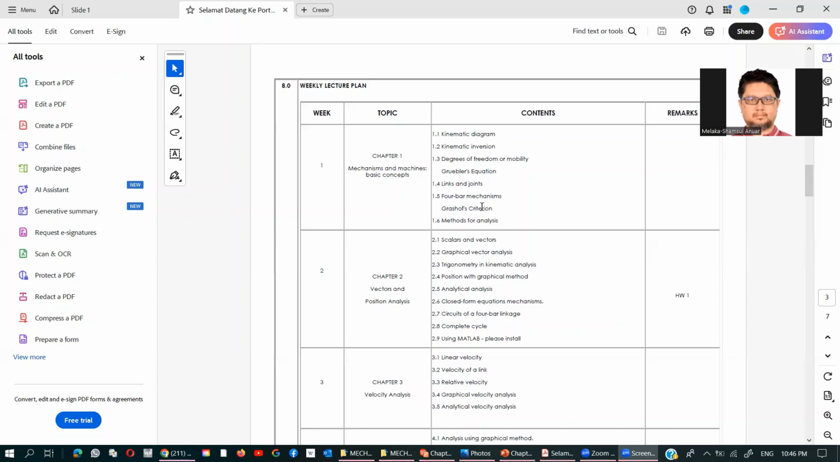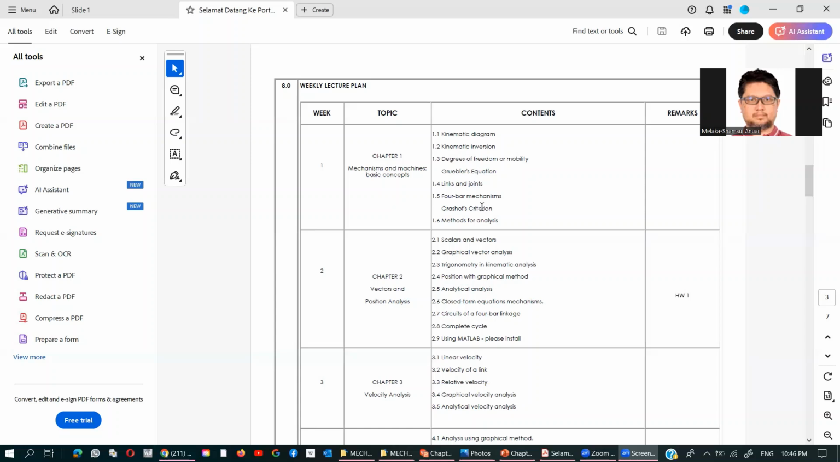Grashof criterion basically tells us if any of the linkage can actually rotate fully, make full rotation 360 degrees. If it is fulfilling certain criterion, then we can say it is Grashof. Otherwise, not all mechanisms need to be Grashof, because sometimes we can control it using pneumatic or hydraulic arms or actuators. In this case, we do not have to have linkage that rotates 360 degrees or makes full rotation.